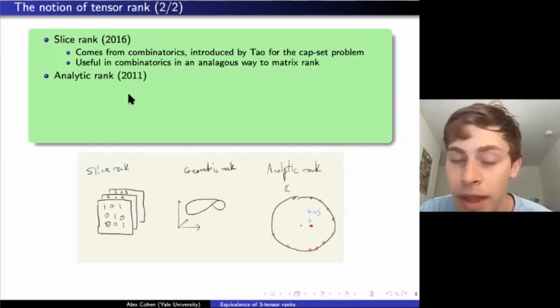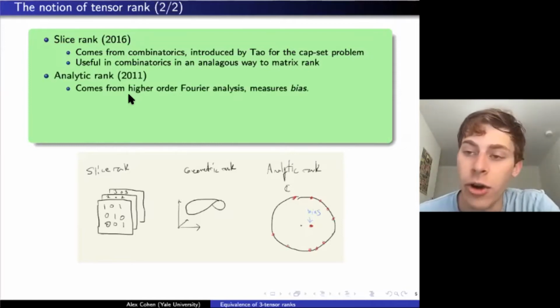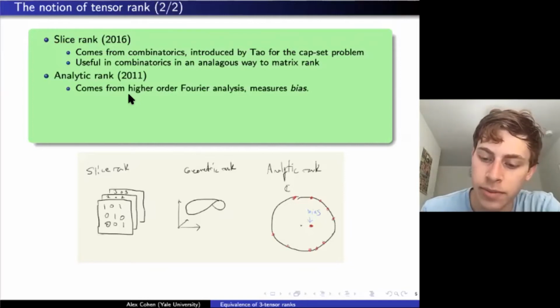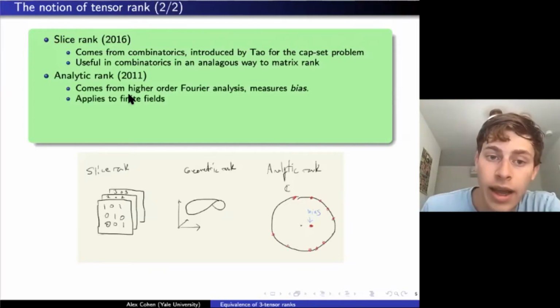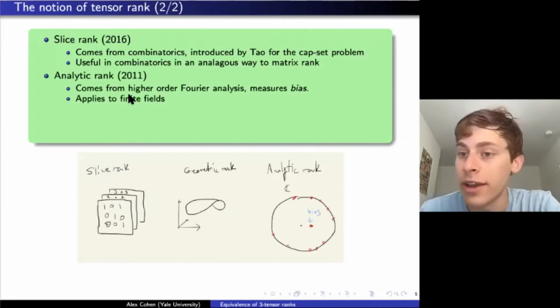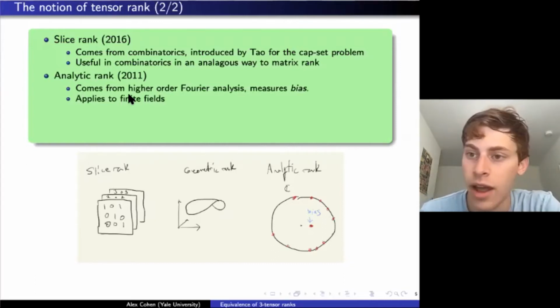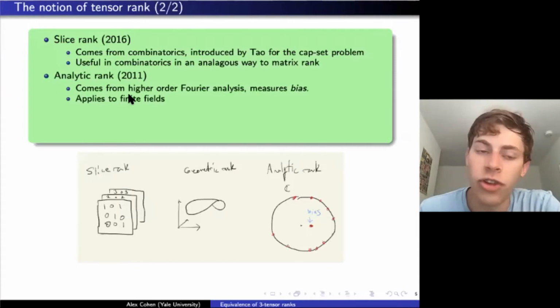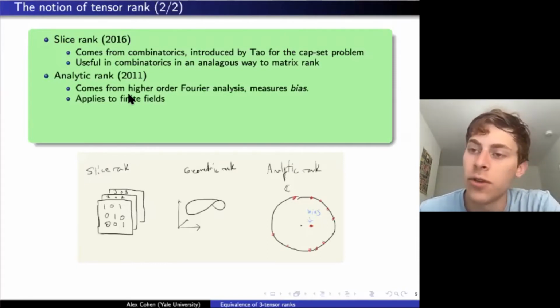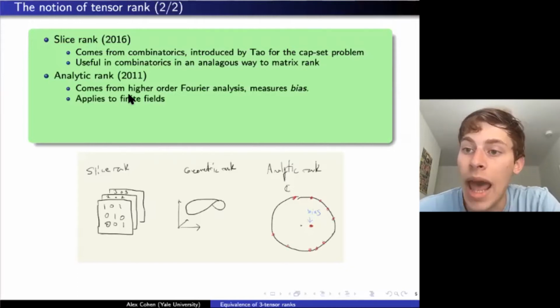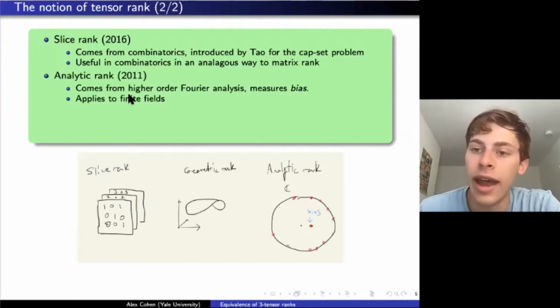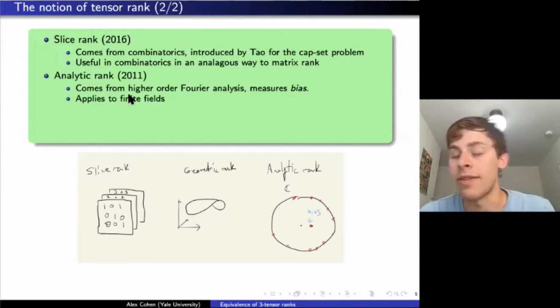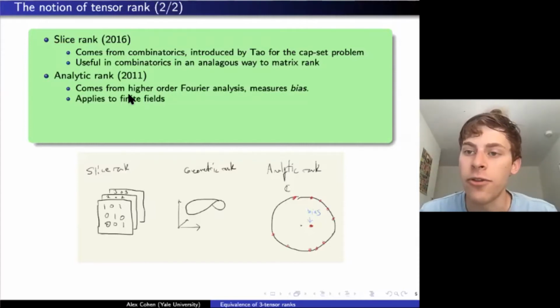Okay, analytic rank is another notion. It comes from higher order Fourier analysis and was introduced by Gowers and Wolf. By the way, slice rank works over any field. It's a combinatorial notion, and it works no matter what. But analytic rank is only defined over finite fields. As we said, you view your tensor as a function that happens to be a trilinear function. The analytic rank measures the bias of this function, which is some measure of how far the distribution of the outputs is from uniform, in some way.